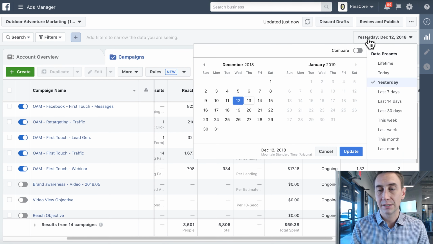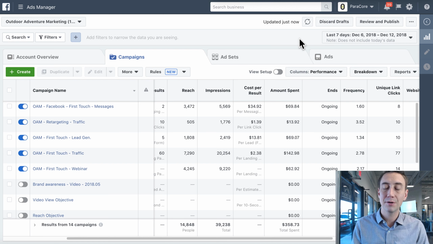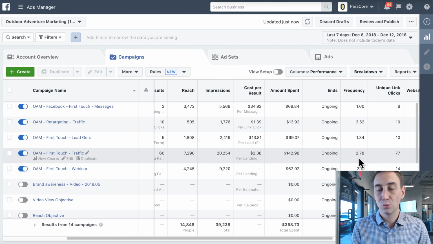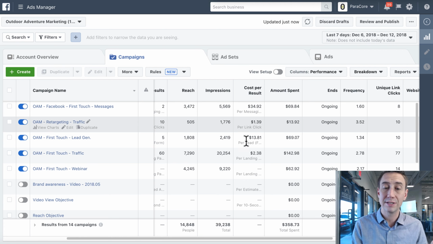So what we like to look at is a 7-day period, and we like to be in the neighborhood of somewhere between 1 and 2. And so what we see is, like, first touch traffic at 2.78, you know, let's just say 3. That means that they've seen the ad on average 3 times over the course of a week. If they're at 1.34, then they've seen the ad on average 1.34 times. So 2 here, that's pretty good. 3.52, that's starting to get a little bit high. This is our retargeting audience.